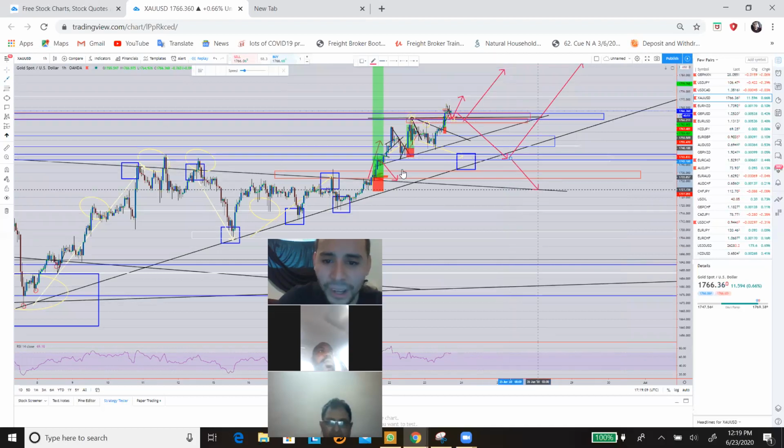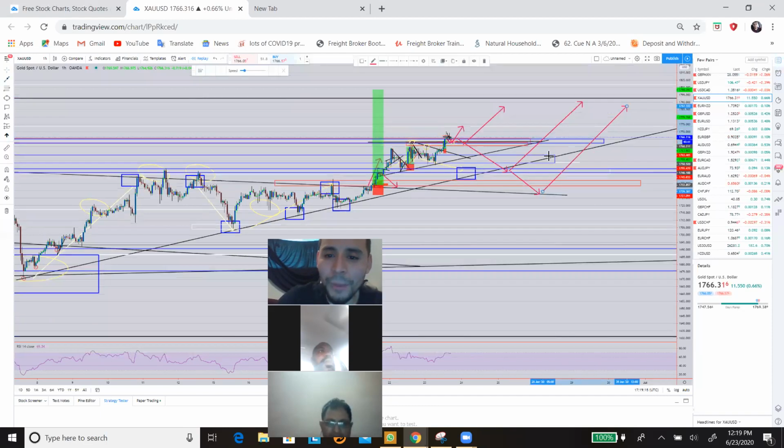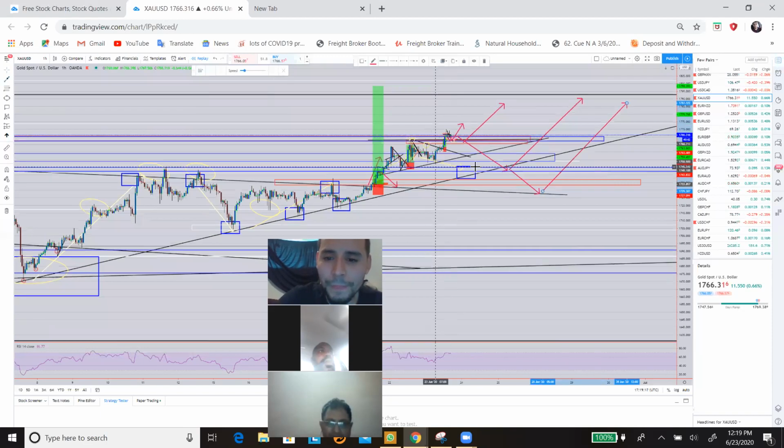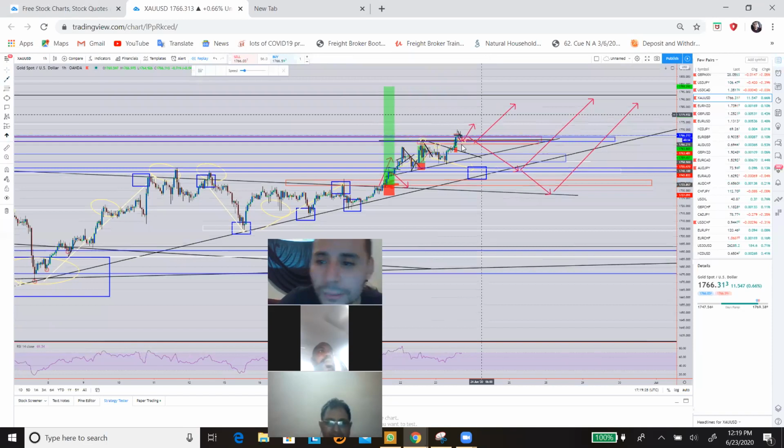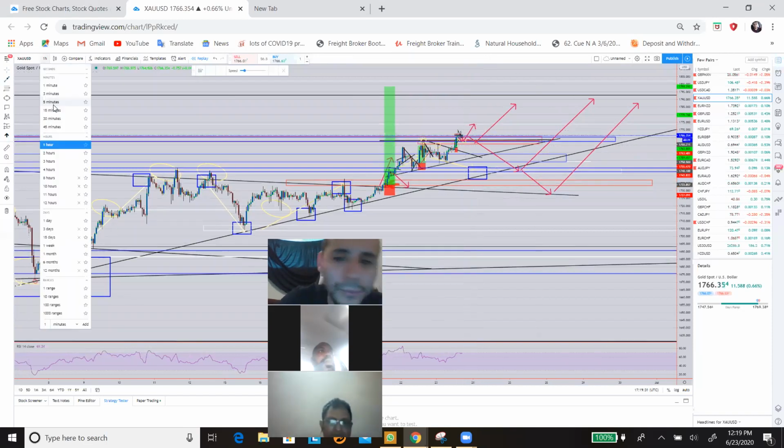Retesting the broken area, right? Up. A lot of possibilities right now. So what do we do? We wait. Wait for structure to tell us what it wants. Right now, structure's looking like a little bit down.